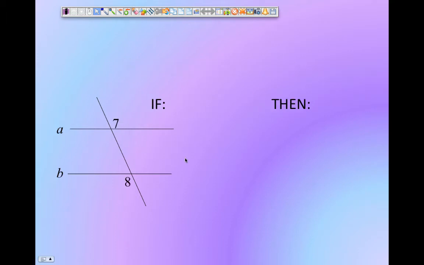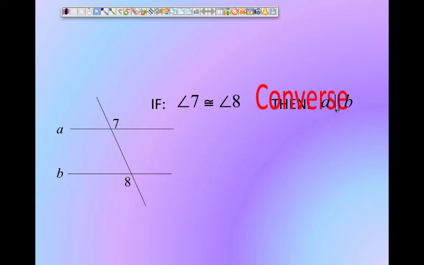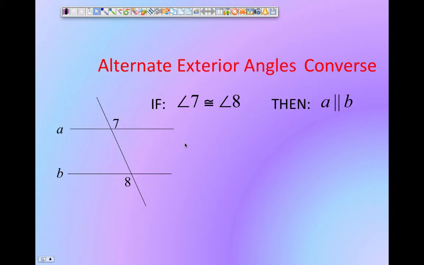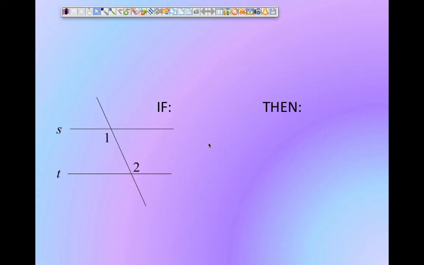Look at another one. In this case, if angle 7 is congruent to angle 8, then the lines A and B are parallel. In this case, it went backwards because the parallel lines are the conclusion. It's at the end of the statement. So that makes it a converse. We're showing that lines are parallel, proving that lines are parallel. That makes it a converse. Which converse is it? Well, since these are alternate exterior angles, it's the alternate exterior angles converse.